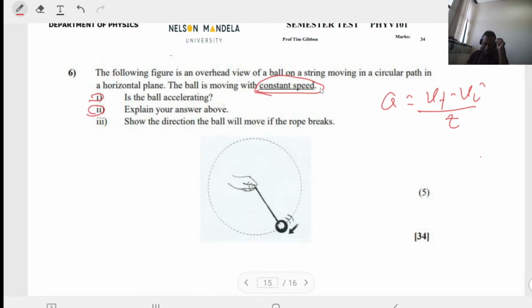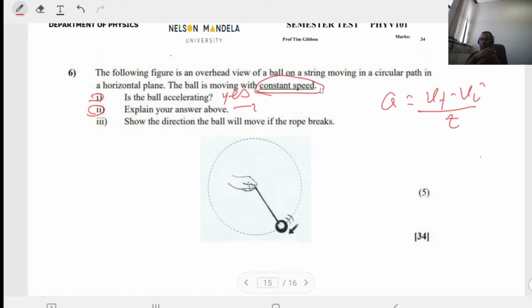Yes, it is accelerating. Why? Even though it is undergoing a circular motion with a constant speed, at each point the direction of the ball is changing. That indicates that the acceleration is there. It is accelerating. Then we are happy. The answer is because of the change in direction.